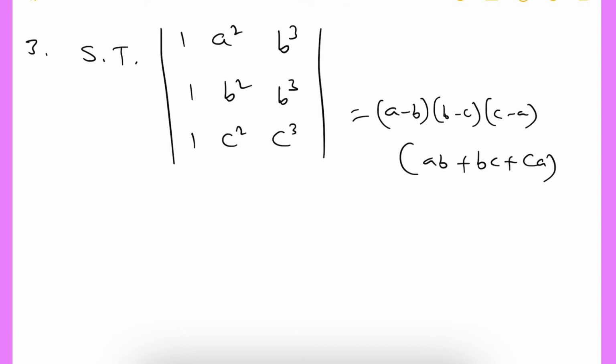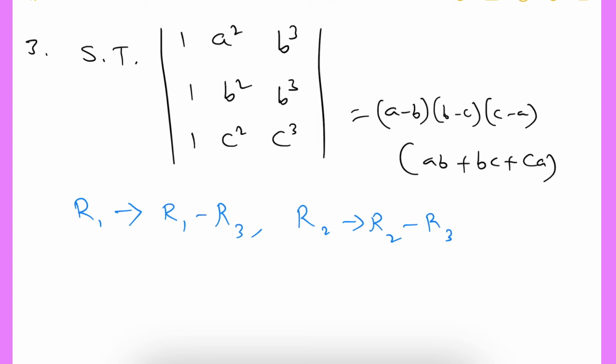Solved problem 3. Show that the determinant with rows 1, a square, b cube; 1, b square, b cube; 1, c square, c cube is equal to a minus b into b minus c into c minus a into ab plus bc plus ca. So in this also I will try to get some numbers as zeros. For that what I will do is, R1 I will make R1 minus R3. At the same time R2 I will make R2 minus R3.